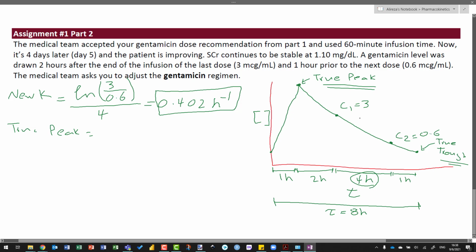equals, basically, you can either use C1 or C2 as long as you get the time between the two correct. I'm going to use C1 because it's easier, it's closer, so I know there's 2-hour difference between them. So C1, which is 3 times e to the k times the time between them. So the time between them is basically 2 hours. So I'm going to put 2 here, and that will give us 6.7.